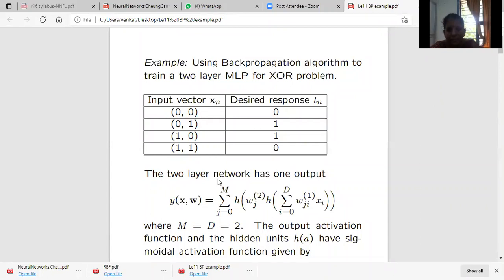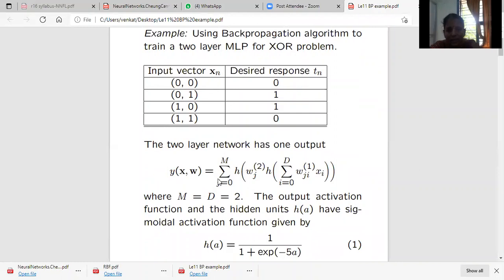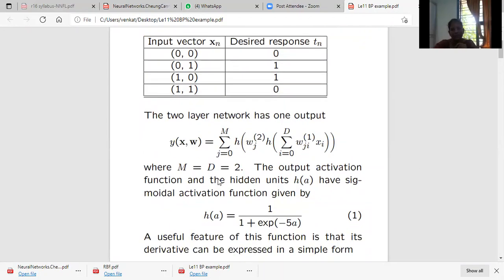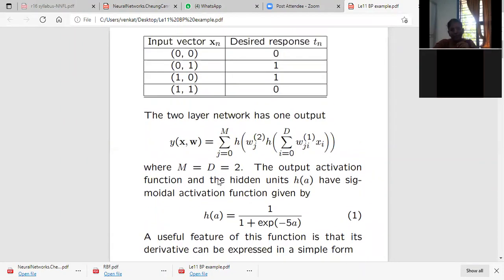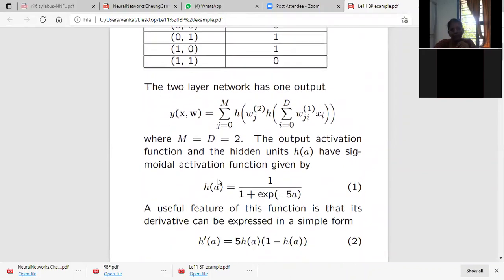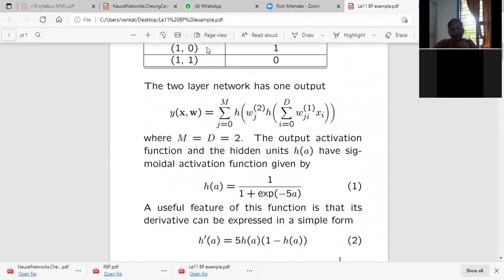The activation function we are considering for the hidden units is the sigmoidal activation function, which is given as h(a) = 1 / (1 + exp(-5a)). So it's a derivative form. Hope all of you are following. Please note it down.